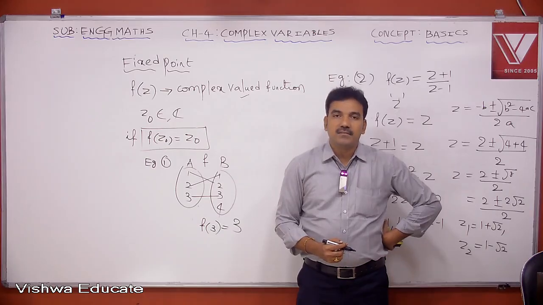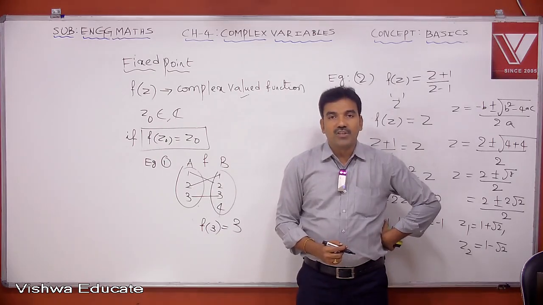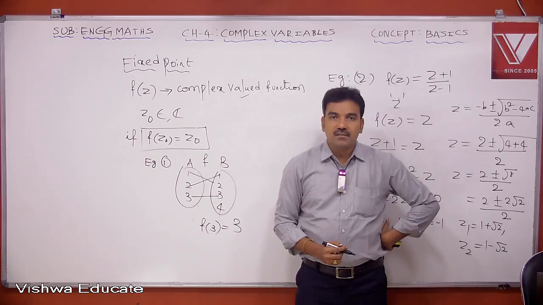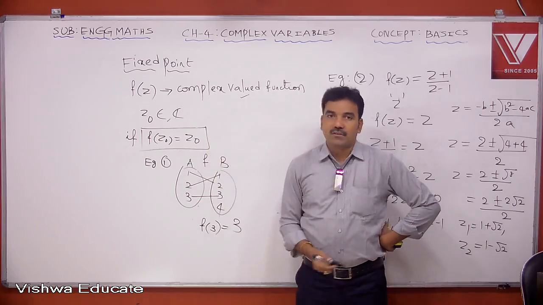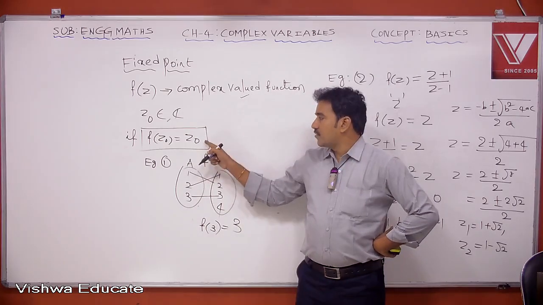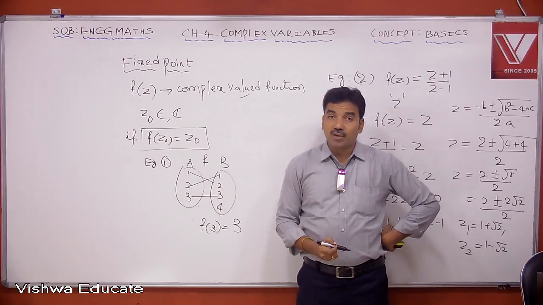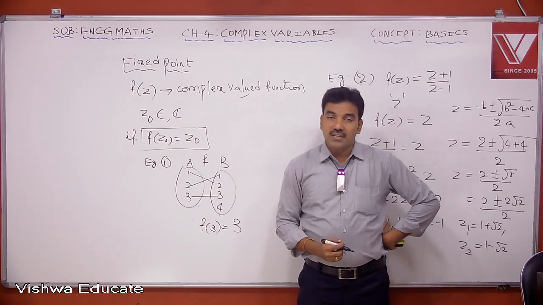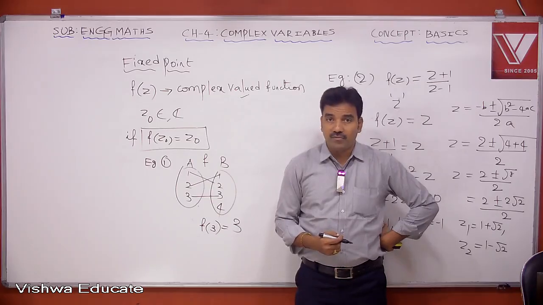We say that z0 is a fixed point of f of z if f of z0 equals z0. That is, the image of z0 is itself with respect to f.